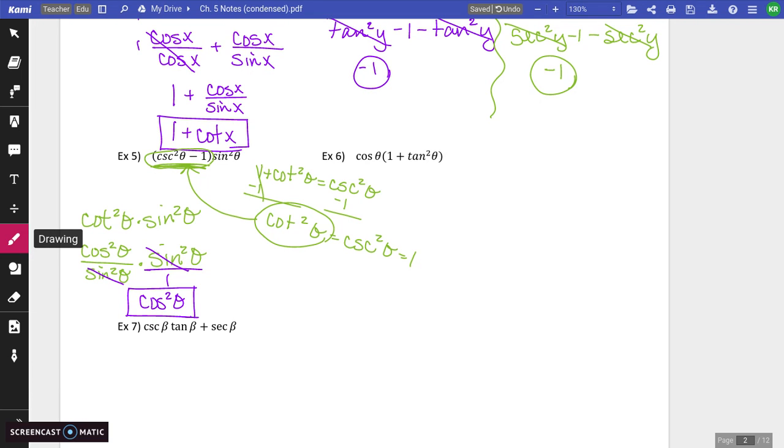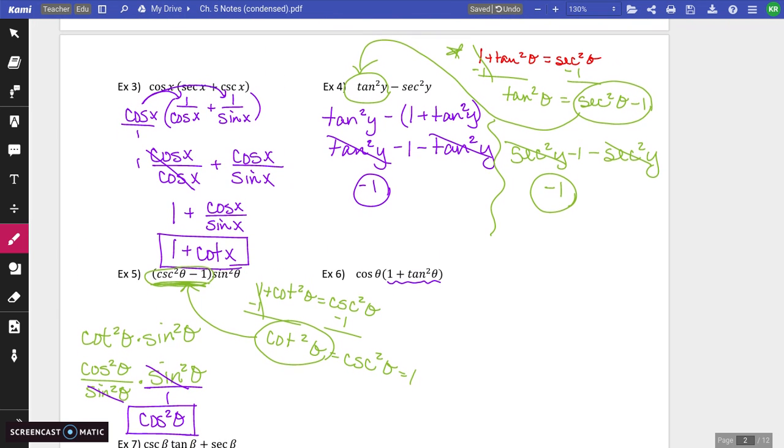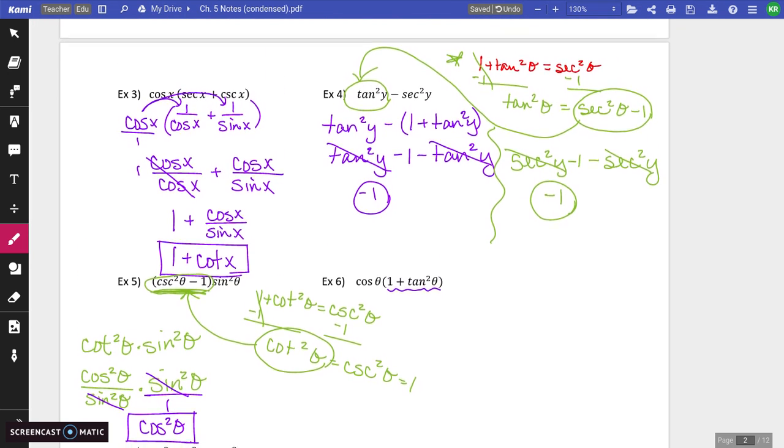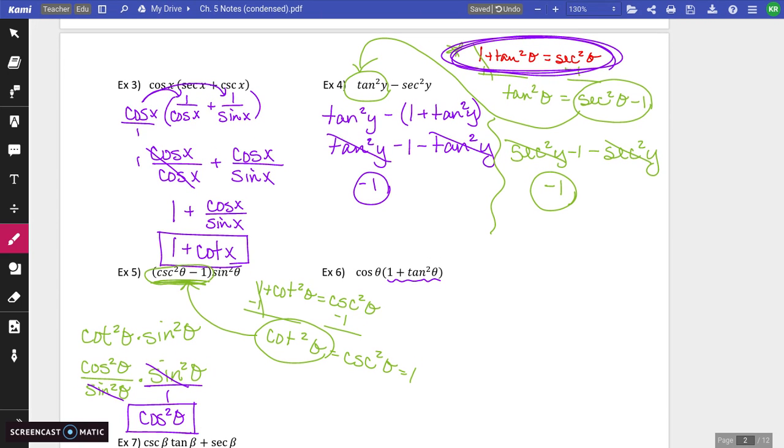Okay, so number 6, again, you have this tangent squared theta and it's 1 plus tangent squared theta. So hopefully you're starting to catch on. Go look at your Pythagorean identities, see what we have. Okay, well, we used it right up here, back at the top of the page in red. I had jotted that down. So 1 plus tangent squared is secant squared.